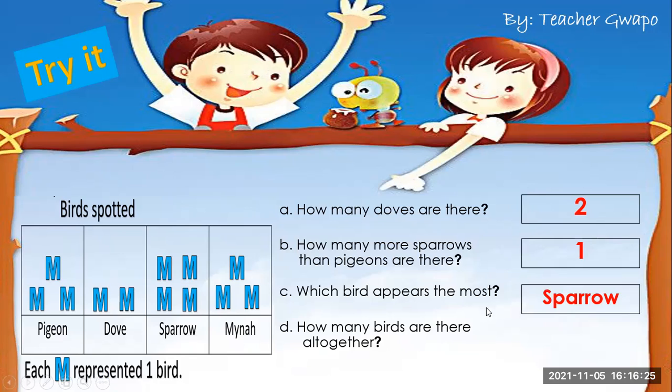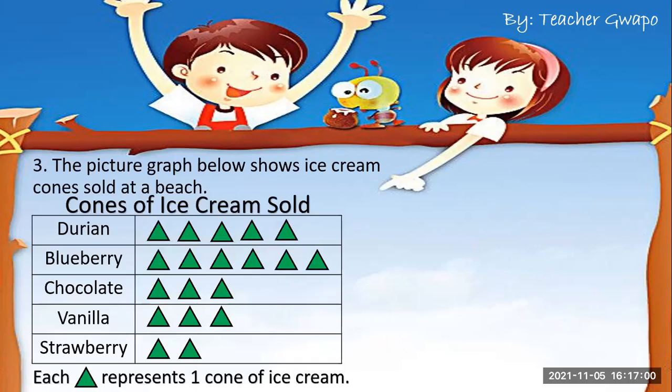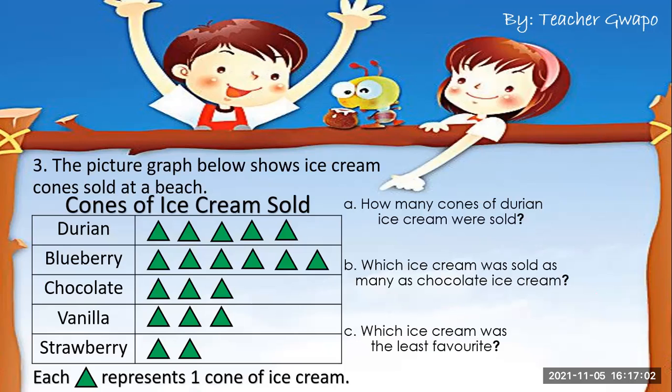And which bird appears the most? Most means there are many birds, many in number. Most, that means it's the sparrows, right? Because there are 4. Letter D: how many birds are there altogether? Pigeon 3, 3 plus 2, altogether, that means we need to add. If we add the pigeon, dove, sparrow, and myna, it will give us an answer of 12. So there are 12 birds altogether. So these are the questions, 4 questions.